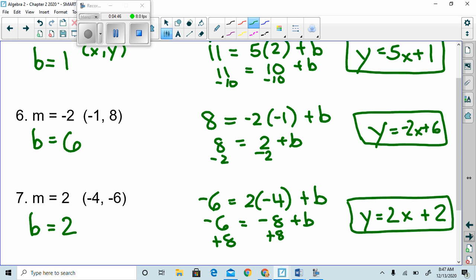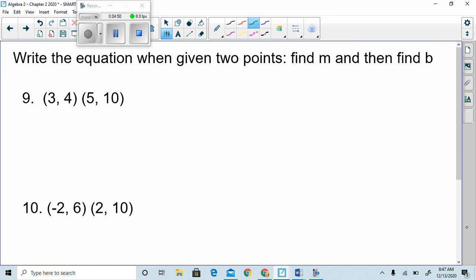Then the third type of slope-intercept equation writing was when we were given the 2 points. Given the 2 points, we need to first find the slope and then find the y-intercept. We need those two key things. We need the value of m, we need the value of b in order to write the line.